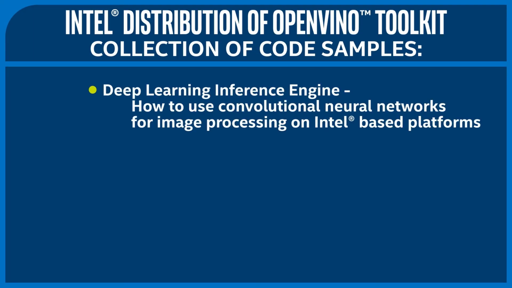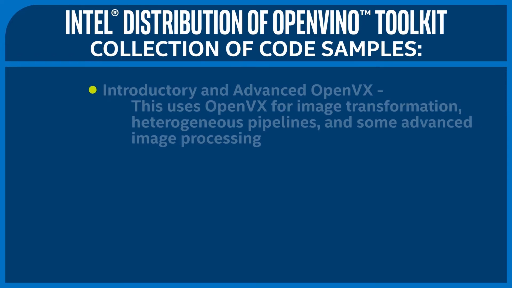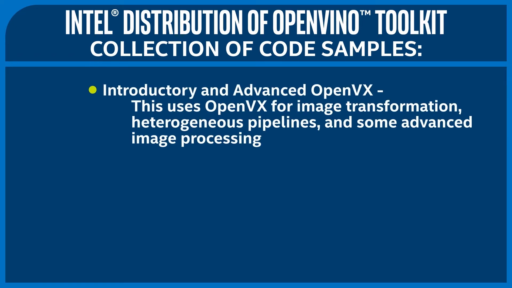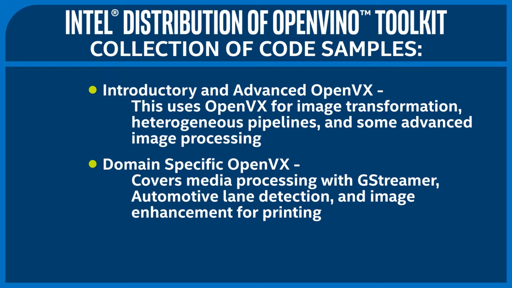Deep Learning Inference Engine. This shows how to use convolutional neural networks for image processing on Intel-based platforms. The second being OpenCV, which shows how to use OpenCV for various image transformations and object detection. The third being the Introductory and Advanced OpenVX. This uses OpenVX for image transformation, heterogeneous pipelines, and some advanced image processing. And finally, domain-specific OpenVX, which covers media processing with GStreamer, automotive lane detection, and image enhancement for printing.